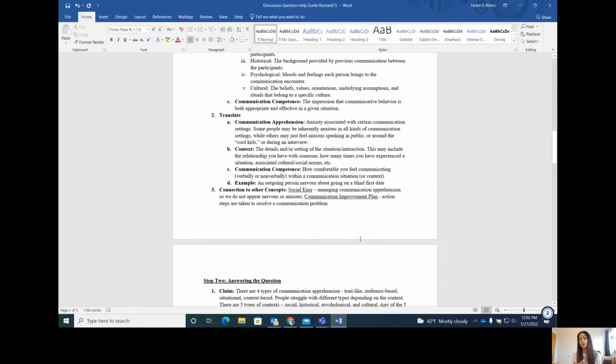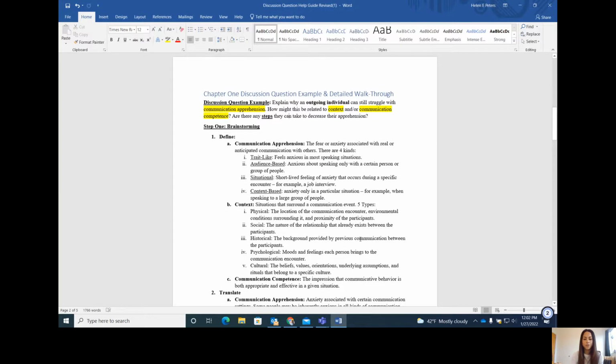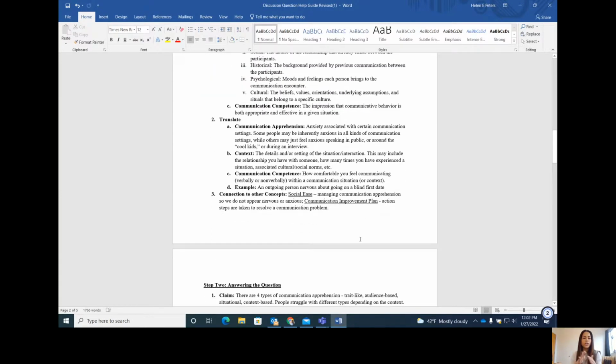I went through the chapter and found two things that were the steps. In this question it says, for decreasing apprehension. So I found decreasing apprehension and paid attention to that. I found social ease, a terminology that was talking about lowering that apprehension. And then here, the communication improvement plan. Those are the steps the teacher's talking about, so I included them there. I brainstormed and got it all together.